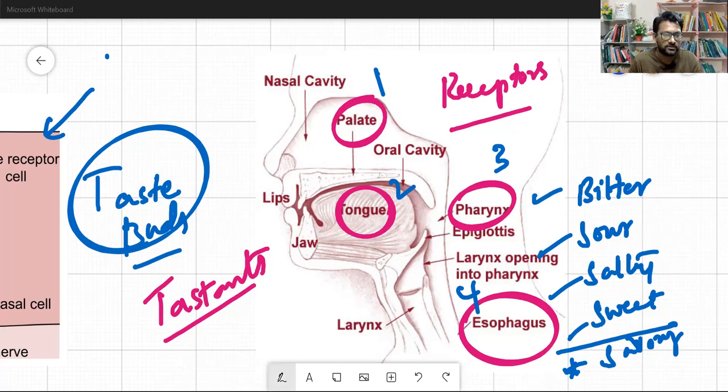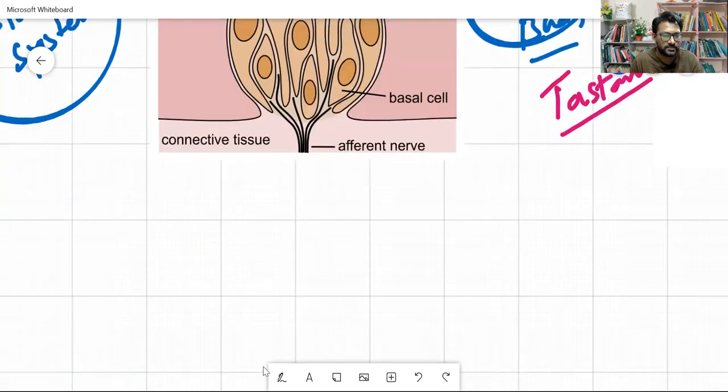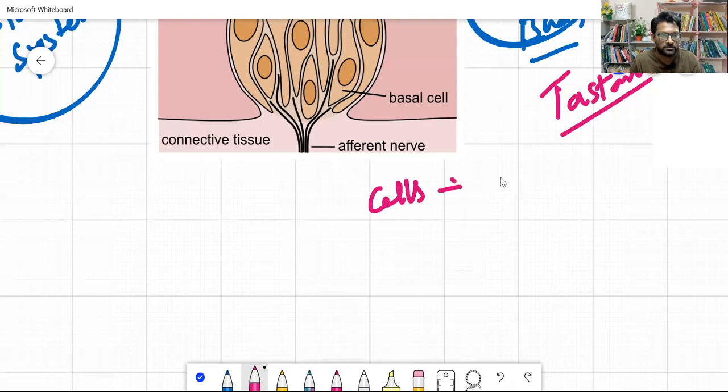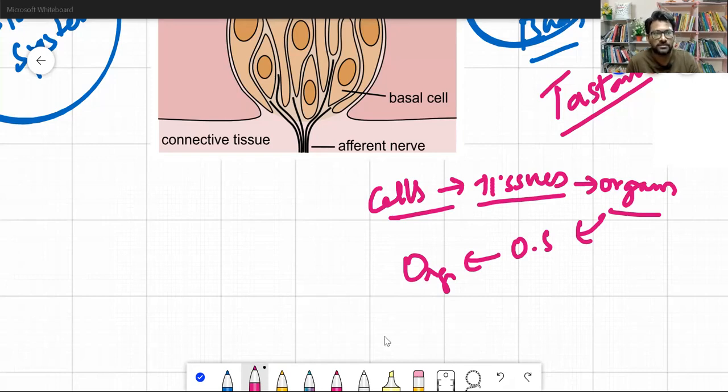As I told you, you should remember these anatomical aspects: cells form tissues, tissues form organs, organs form organ systems, and organ systems form an organism. So we are talking about tissues, cells, and organs which form this gustatory system. That's what the tongue is, a main organ of the gustatory system.